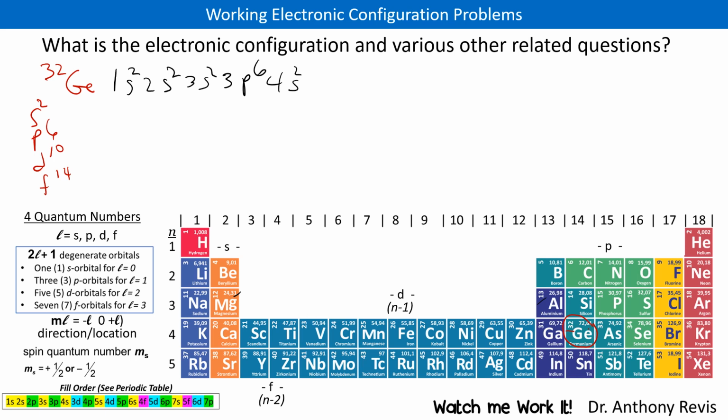How do we know? Because we need to get to germanium, and it's over here in the p's. And then we have a 3d, and we maxed it out at 10, and we got germanium 1, 2. That's going to be 4p2. So that's the electronic configuration of germanium. How many valence electrons? We can count these valence electrons by looking at the highest principal quantum number. And so it's going to be 2 here plus 2 here equals 4 valence electrons.